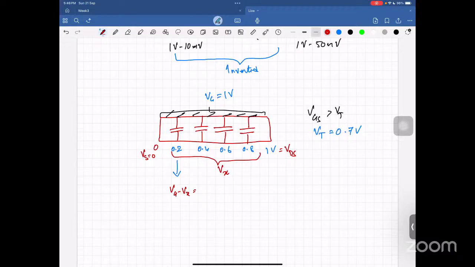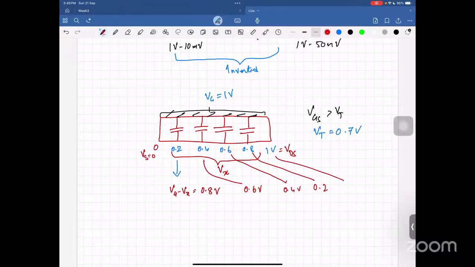Vg minus Vx will be 0.8 volts. Similarly, here it will be 0.6 volts, here it will be 0.4 volts and 0.2, and here it is 0. I'm exaggerating this, okay? This is 0 volts. I'm really exaggerating the picture, but just to show you what it is, right?